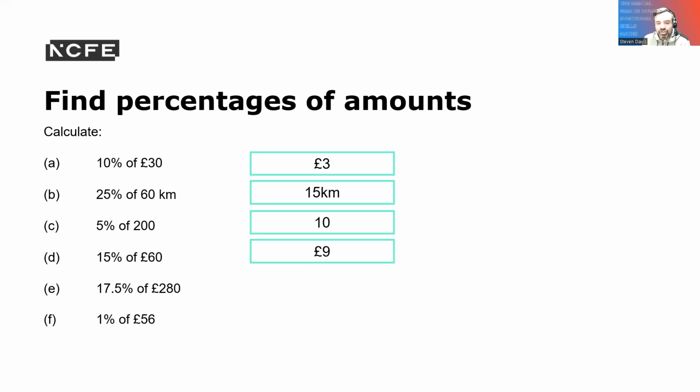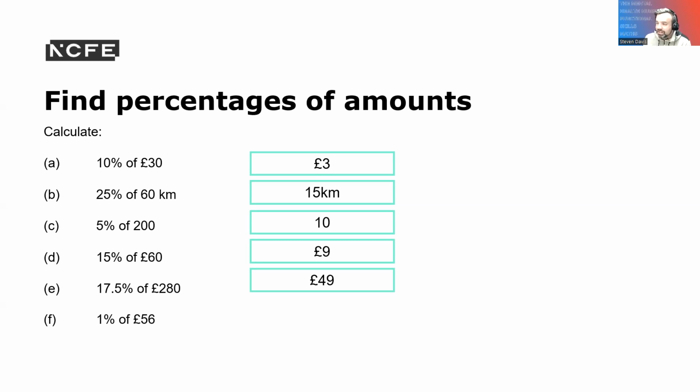17.5%. So we can do the 10%, which is 28. The 5%, so 28 divided by 2 is 14, is it? I can't do that on a piece of paper. I think it's 14, yeah. And then the 2.5% left over. So again, then we add that all together, which is 49.